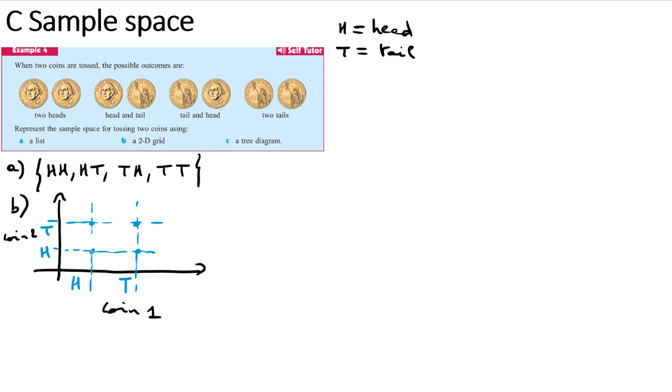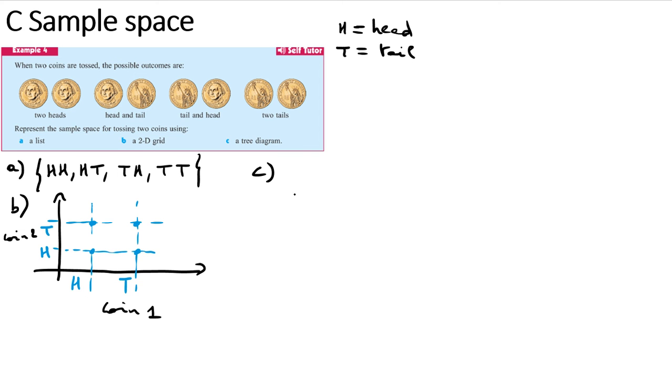This means that the first coin is a head and the second coin is a head. So this one here means that the first coin is a head, but the second one is a tail. This one means that the first one is a tail, the second one is a head, and this one means that they're both tails. Let's go to C. In C, we have to use a tree diagram.